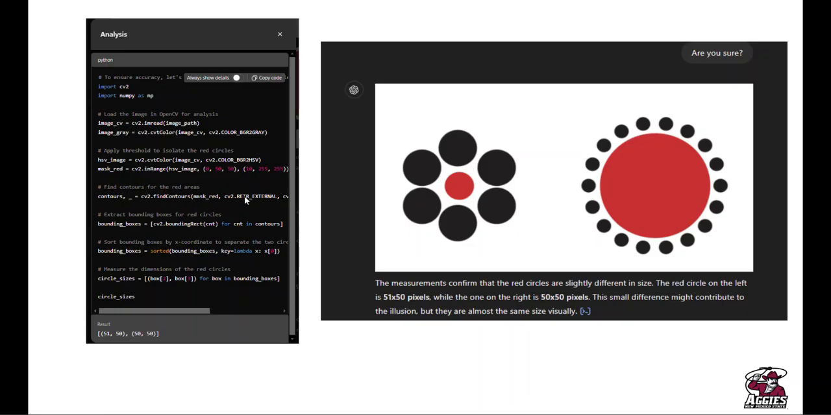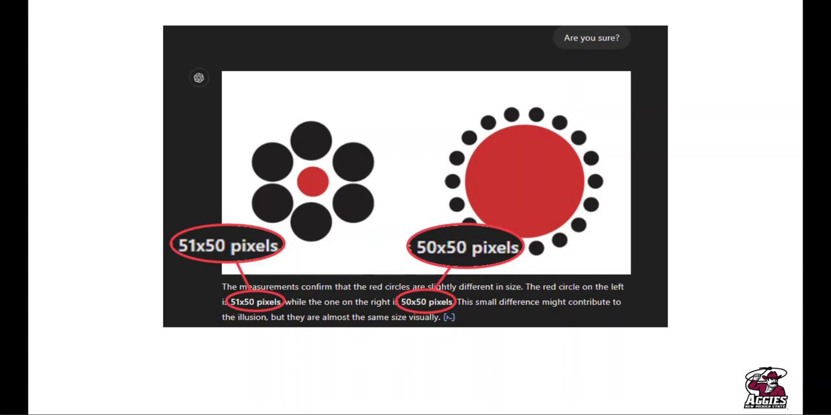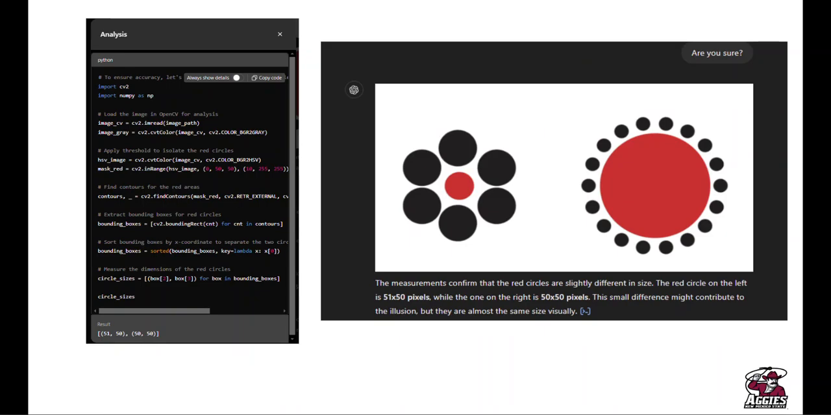In fact, I asked it, are you sure that that's another example? And it said, let me do some fancy coding thing. And then it said, oh, yeah, see, one's 51 by 50 pixels and the other's 50 by 50 pixels. So they're nearly identical. Now, think about it. Does it make sense to measure a circle using 51 by 50? Normally, we look at the diameter or the radius. Why in the world does it think it's going to do something by something, especially if it created some calculations?